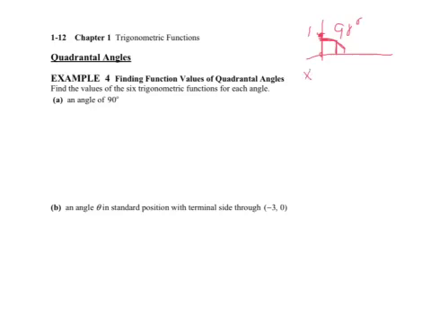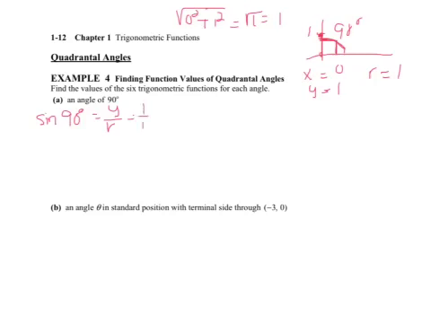So x equals 0, y equals 1, and if we find our r, which is the square root of 0 squared plus 1 squared, which equals the square root of 1, which equals 1. So that's my r value. Again, if I come down here, I'm going to say the sine of 90 degrees is y over r, which is 1 over 1. So my sine of 90 equals 1.